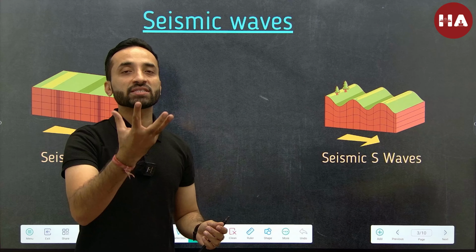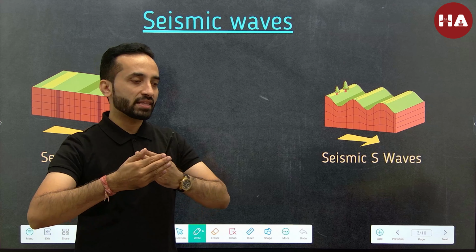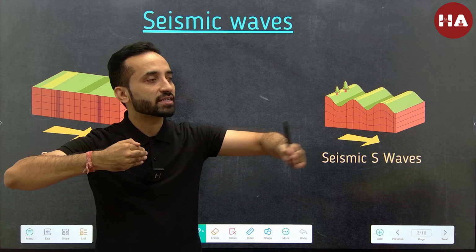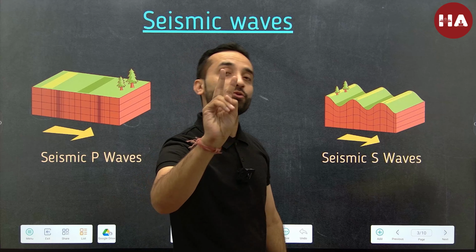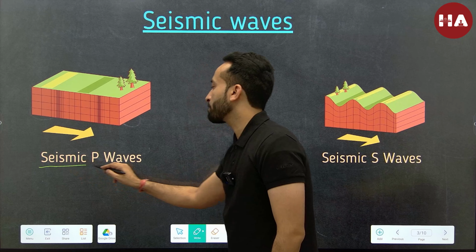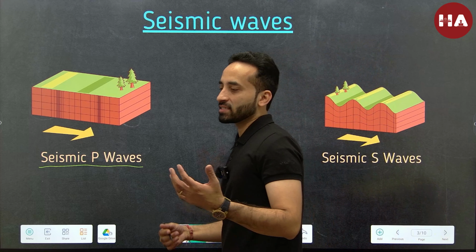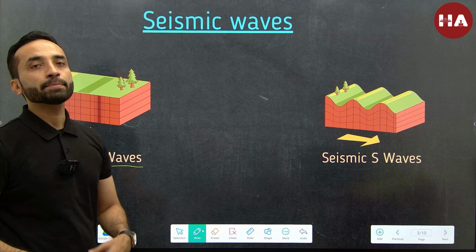So we have an epicenter where there is an origination of earthquake, and then its ripple effect is transferred further and further and further. But while that is happening, there are two kinds of waves simultaneously propagating. One is seismic P wave. So P can be treated as primary. Okay, this is basically pressure wave.